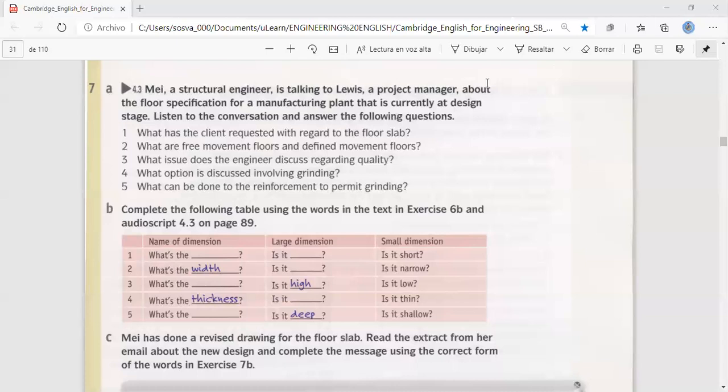In fact, we could increase the depth of the steel reinforcement slightly when we pour the slab, so there's some extra thickness of concrete over it. So, if they did want to grind a thin layer off a section in future, they wouldn't have problems with shallow cover. Right, well, let's look into an alternative design for a defined movement floor.